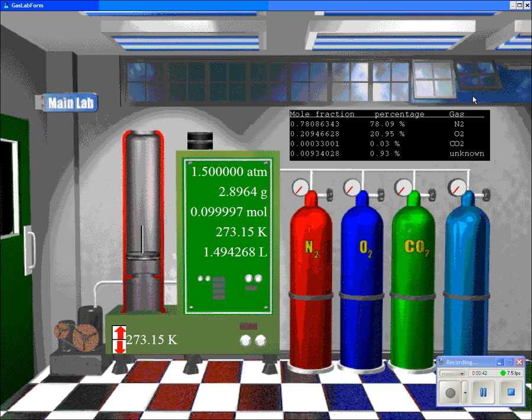So again, we're going to go into our gas lab, and we need to evacuate the cylinder again, just like we did last time. So just like our last simulation, the cylinder that we're going to fill our gas with is on the left-hand side. We've got our different samples of gases on the right, and that green box in the middle is giving us our readings for pressure, mass, moles, temperature, and volume.